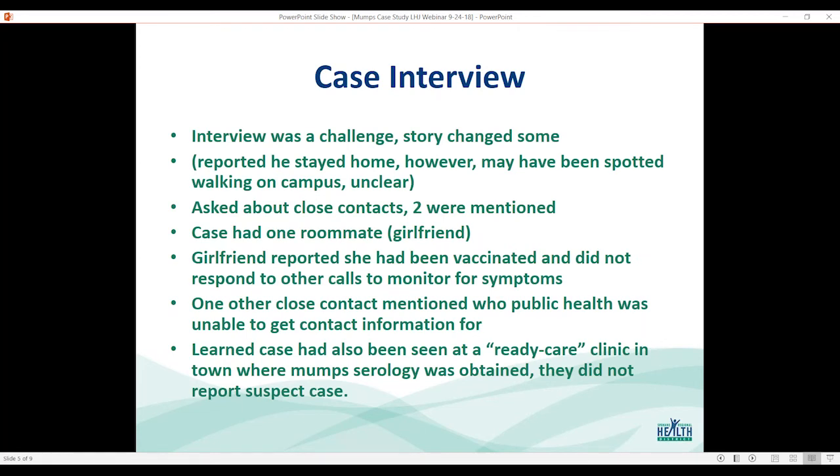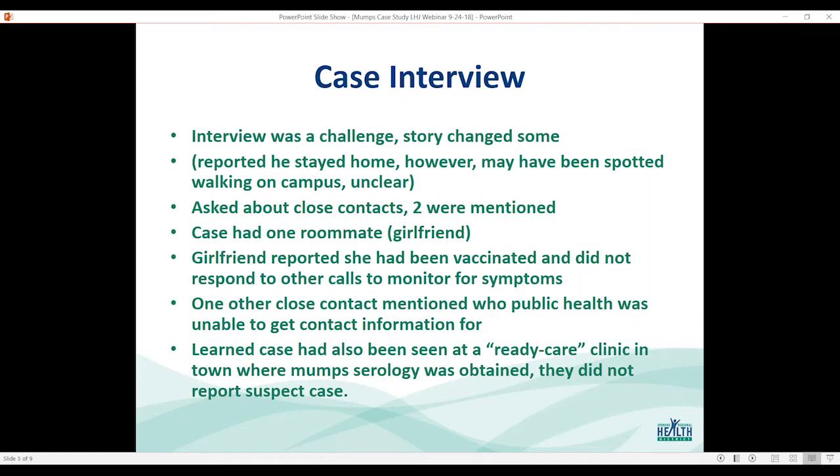So the case interview was a bit of a challenge. The story changed some. The patient sort of reported a timeline and symptoms, and things changed a little bit over time, but we gathered the information best that we could that way. And the case reported that he stayed home during his time of necessary isolation. However, there was a possibility that this person may have been spotted walking around campus. That was unclear. So the case was further interviewed about any close contacts they may have had during the time of being contagious, and there were 2 people mentioned.